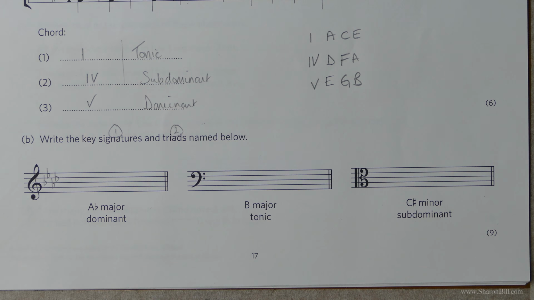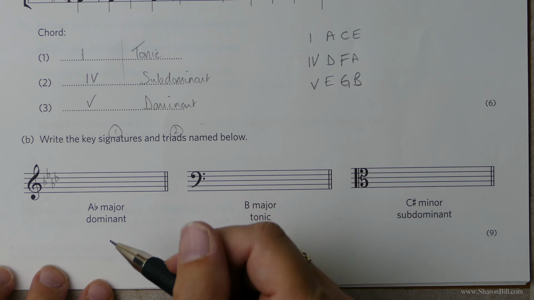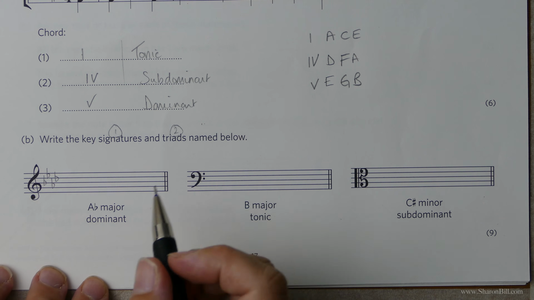I would always have your circle of fifths, all of your keys, major and minor, written on a piece of paper before you even start an exam paper, even on exam day. That way you've only got to think of it once.